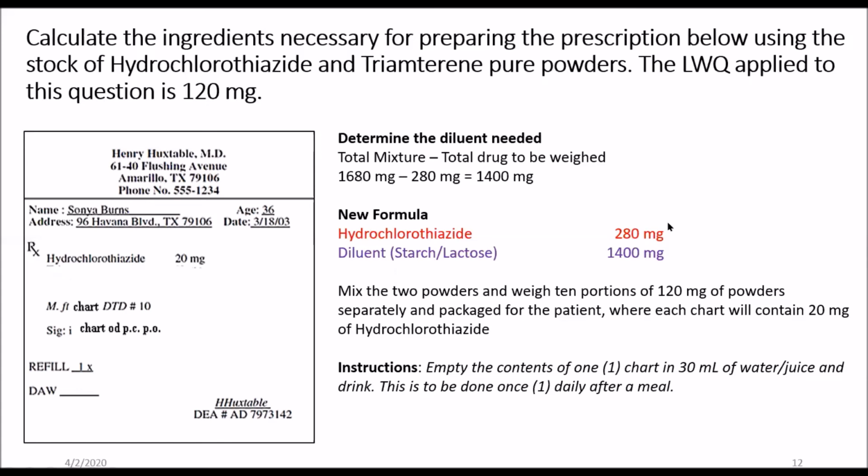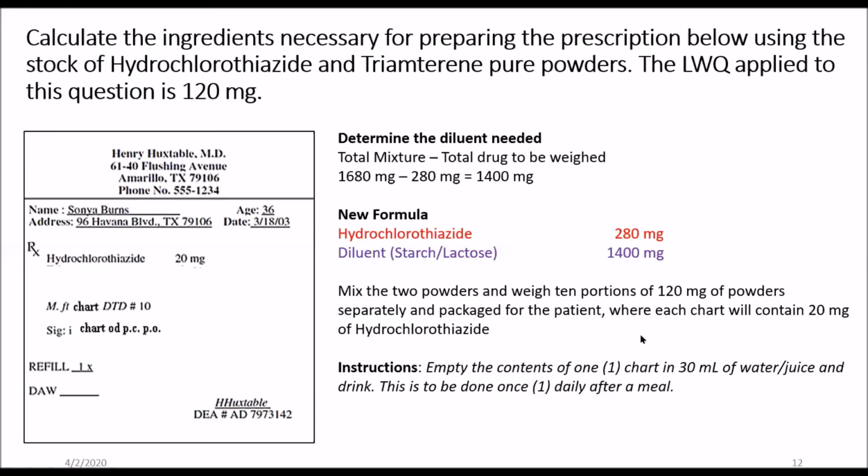So our new formula for making our 14 charts is hydrochlorothiazide 280 milligrams, and the diluent, which could be either starch or lactose, 1,400 milligrams. We're going to mix these two powders using geometric dilution and weigh 10 portions of 120 milligrams. Each will now contain the 20 milligrams of hydrochlorothiazide that you require. The label instructions would be: enter the contents of one chart in 30 ml of water or juice and drink. This is to be done once daily as per the signature of the prescription.